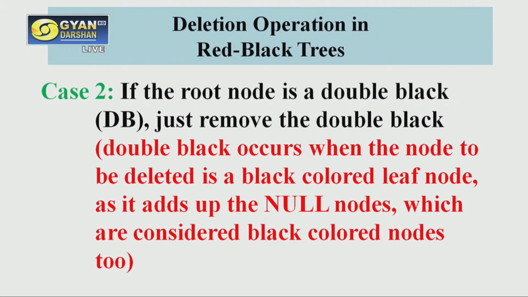Then the second case is that if the root node is a double black. Here basically we have double blacks. Double blacks occur when the node to be deleted is a black colored leaf node and it adds up the null nodes which are always black nodes. So in that case it becomes a double black. If the root node is a double black, just remove the double black and make the root black. This is the second condition.